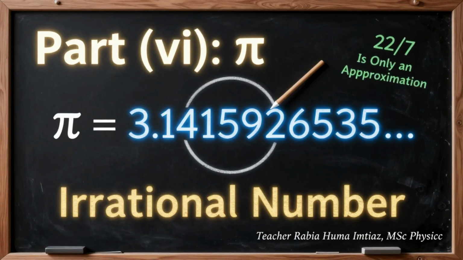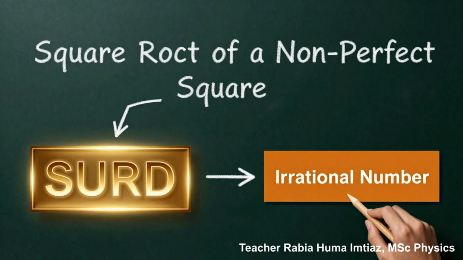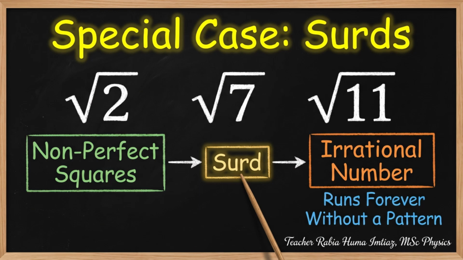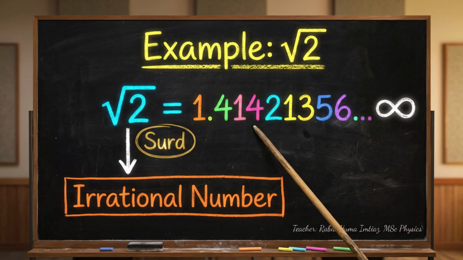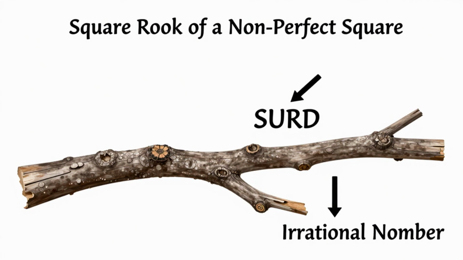Section 5, branch 4, the special case, surds. Finally, let's look at the special path on the far right of our map, branching down from the non-repeating side. This is the case of a square root of a non-perfect square. When you take a number that isn't a perfect square, like the number 2 or the number 7, and place it under a radical sign, its decimal value will automatically run on forever without a pattern. This specific type of irrational number is called a surd.